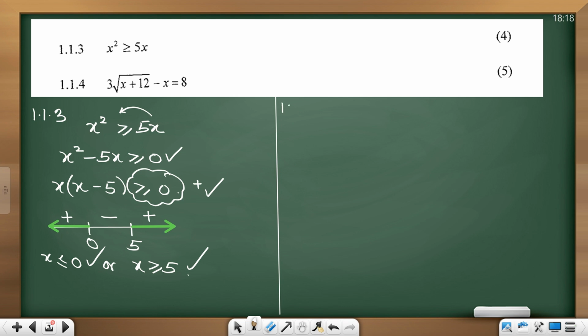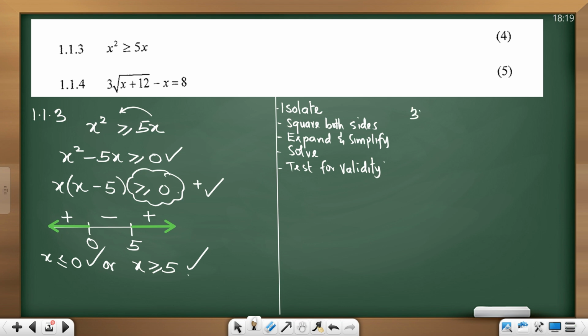Surds, what are my rules? First, isolate the surd. Square both sides of the surd. Expand and simplify. Solve. And then test for validity. Follow these rules. Every rule there is 5 marks.